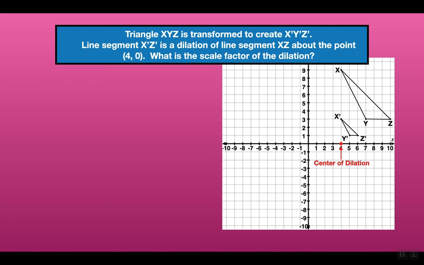Okay, for our next question, triangle XYZ is transformed to create triangle X prime, Y prime, Z prime. Line segment X prime, Z prime is a dilation of line segment XZ about the point (4, 0). What is the scale factor of the dilation? Okay, for this question, first of all, I have the center of dilation in red. It's point (4, 0). That's not a big deal though for this question.